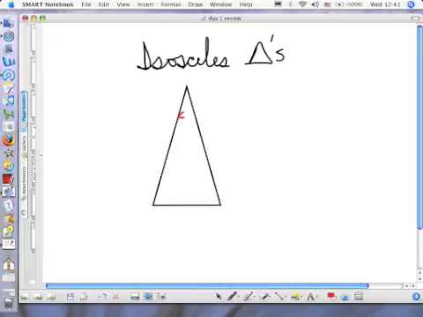If I told you that this was 40 degrees, and these two sides were equal, and I asked you to find x now. Since it's isosceles, these two angles are exactly the same. So you take your remaining degree measure, which is 140, and you split it in half. So they would be 70. The value of x would be 70.